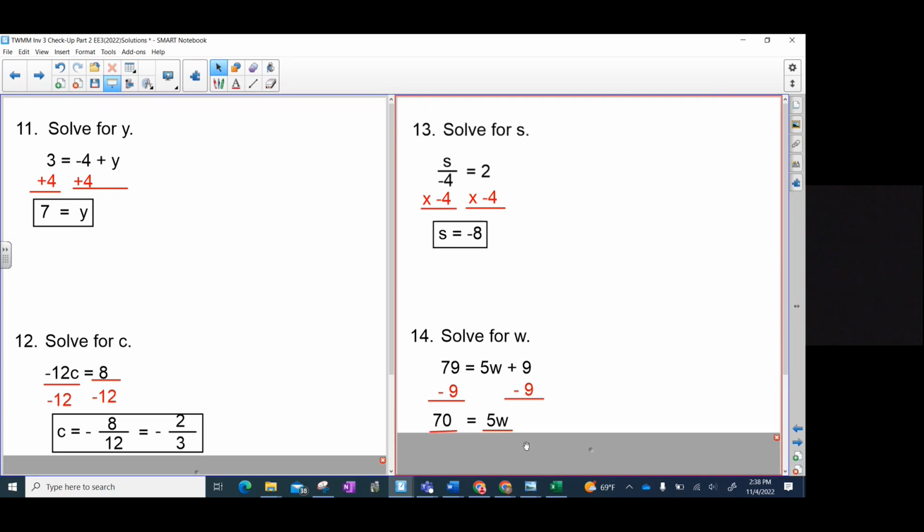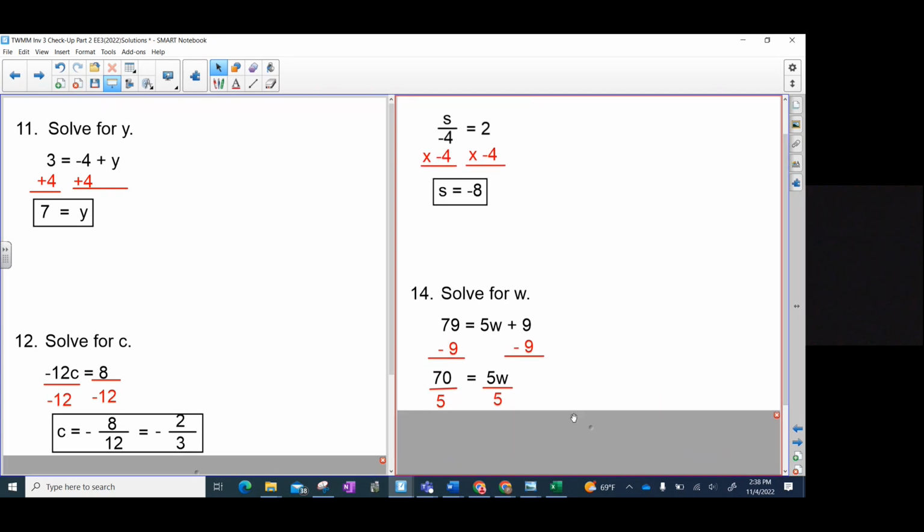And I end up with 70 is equal to 5w. So again, if the 5 is next to that w with nothing in between, that means multiplication. To undo multiplication, we divide. I'm going to divide both sides by 5. And 5w divided by 5 is going to get you your 1w. And 70 divided by 5 is 14.